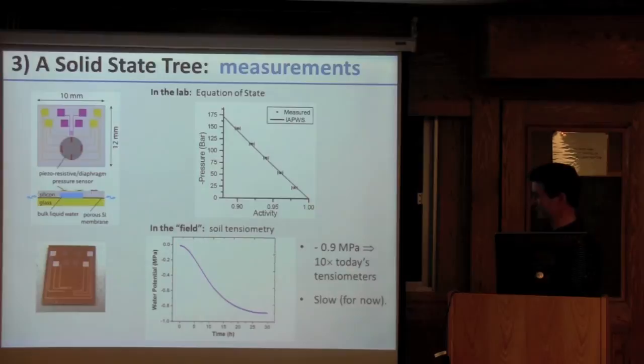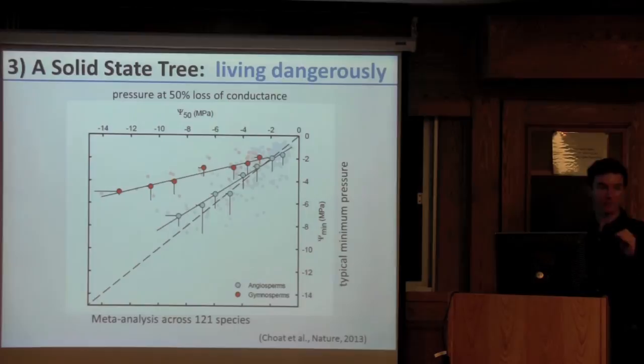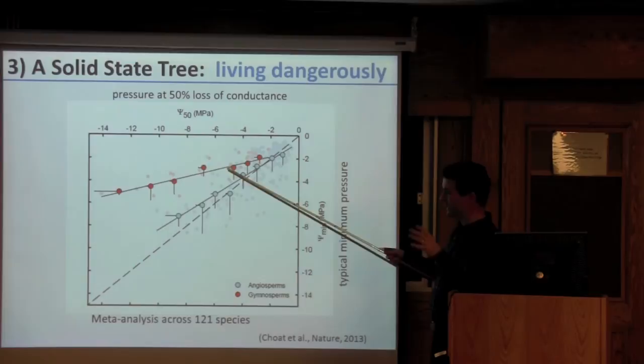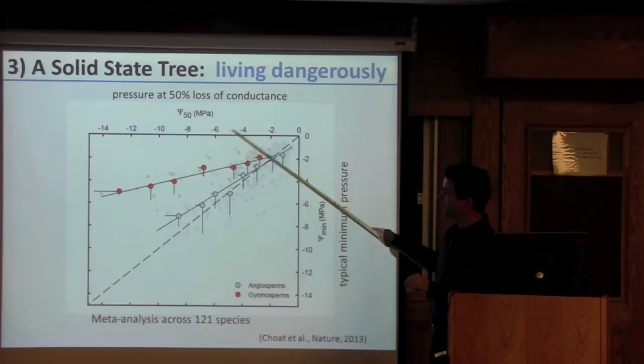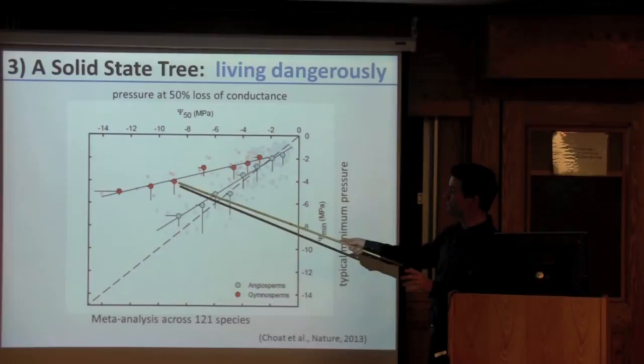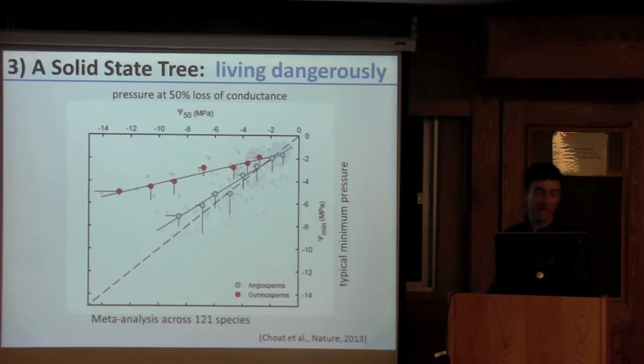so let us know. So I'm going to finish with the questions about failure, about cavitation and how it occurs, and I'm going to point to you this nice meta-analysis across many studies that shows, surprisingly, how many species live right at their 50% loss of conductivity line, okay? And even those that don't, they live at some 25% of loss conductivity, which says that plants every single day are embolizing, cavitating, and recovering.